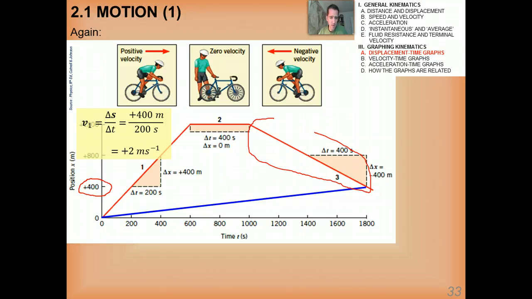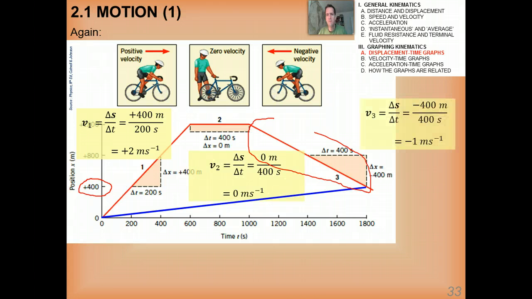I got that in segment 1, the average velocity is positive 2 meters per second. In segment 2, obviously 0. And in segment 3, I got negative 1 meters per second. Now for the entire trip, the average velocity is plus 0.2 meters per second, which is the slope of that blue line. Notice that this is not the same as the average speed. The average speed is the total distance over the total time, not the same as the average velocity. That's important to realize.